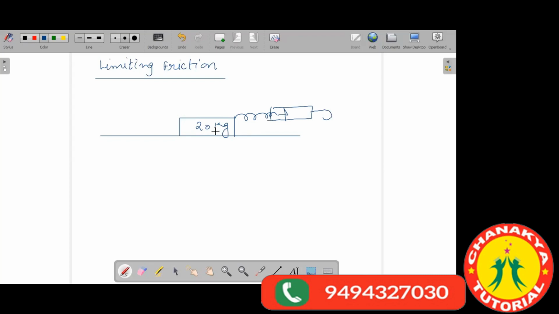Okay. So here we have some force. Suppose initially I apply 1 Newton of force on this block, then the block doesn't move. Yes, Lasya?